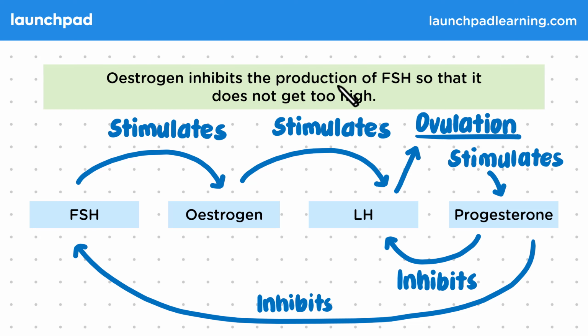Estrogen inhibits the production of FSH so that it does not get too high. So the relationship between FSH and estrogen is an example of negative feedback. This isn't one of the examples of negative feedback that you need to recall for the exam, although you should be able to recognize negative feedback in a variety of contexts. Everything that you need to recall about how menstrual hormones interact is summarized in these annotations.